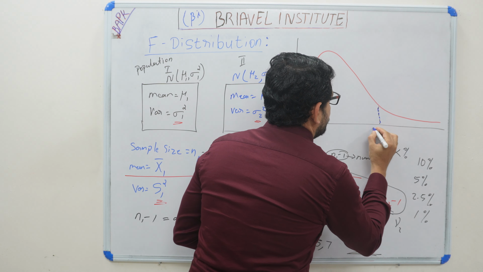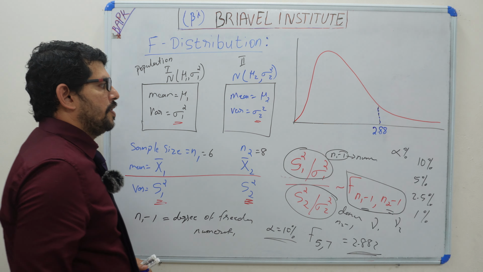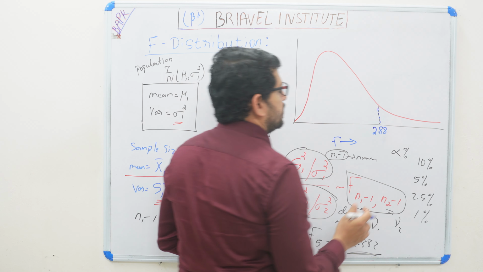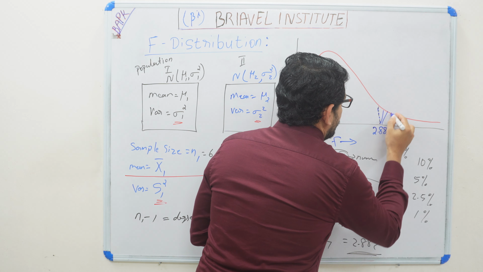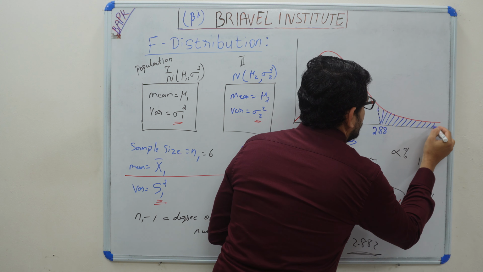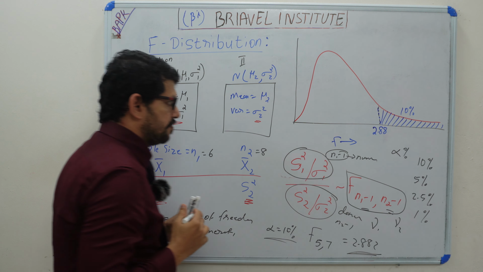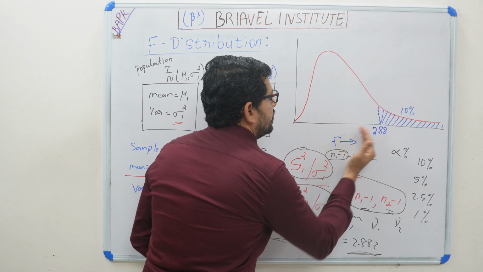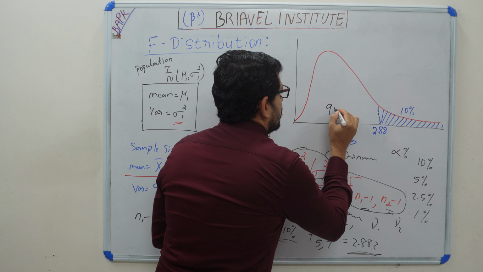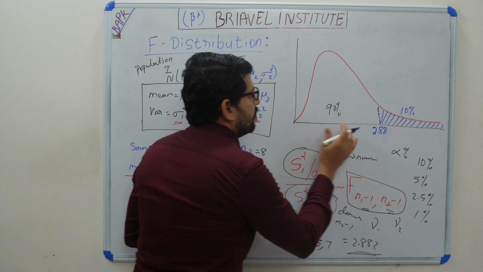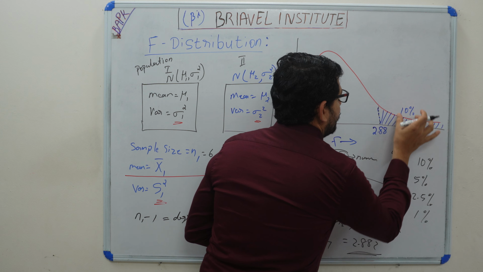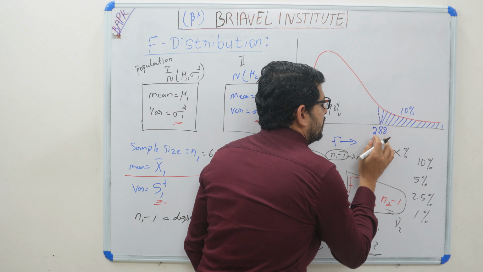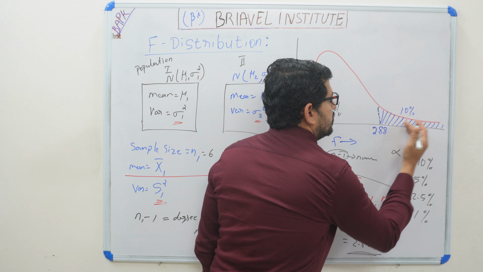This alpha value lies here. The F value is 2.88, and this is the significance of alpha equal to 10%. That means in this graph, this will be 10%. Up to F value 2.88, 90% is covering, and above 2.88 we have 10% of the value. That 10% will be outside.